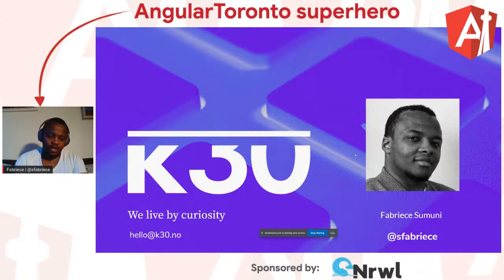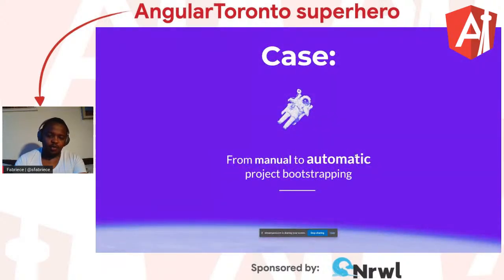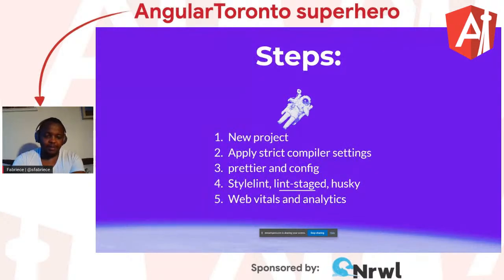So while working, I came to a situation where I was doing a lot of manual steps each time I was starting a new project. These steps involved creating a new project, applying strict compiler settings, adding Prettier config, style, lint-staged, Husky, and lately Web Vitals analytics, and more. I just kept doing this all the time, and things change, and there are inconsistencies. So I wondered, how can I make this process repeatable and basically automate it?